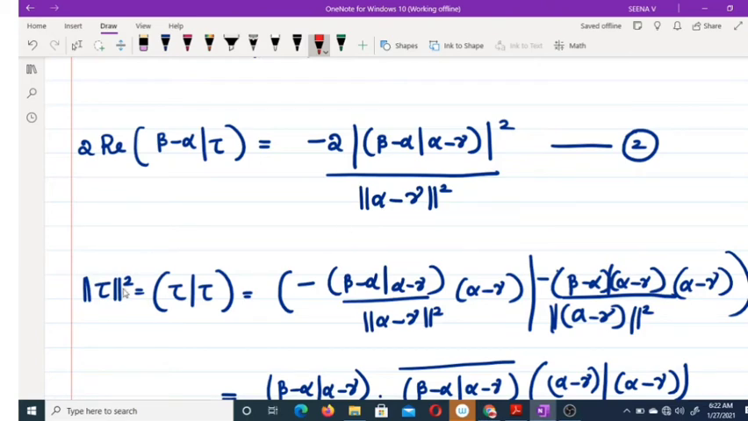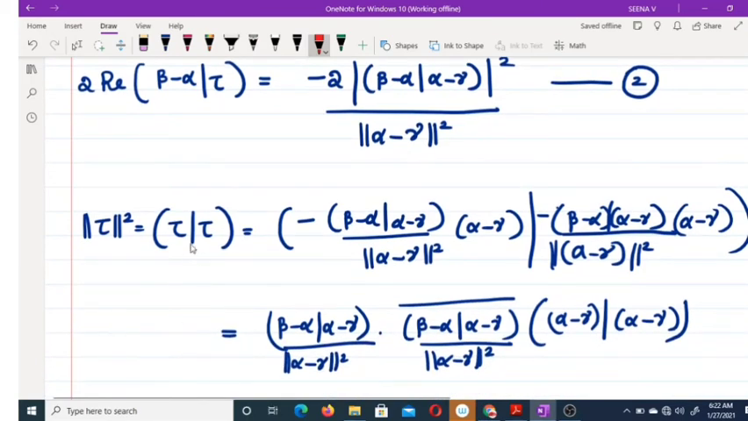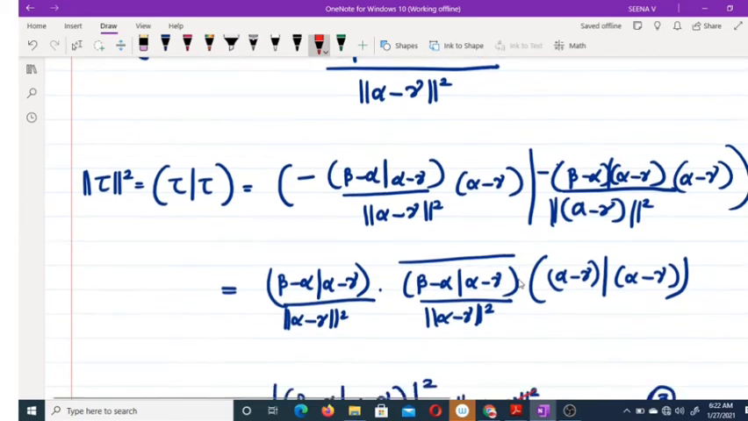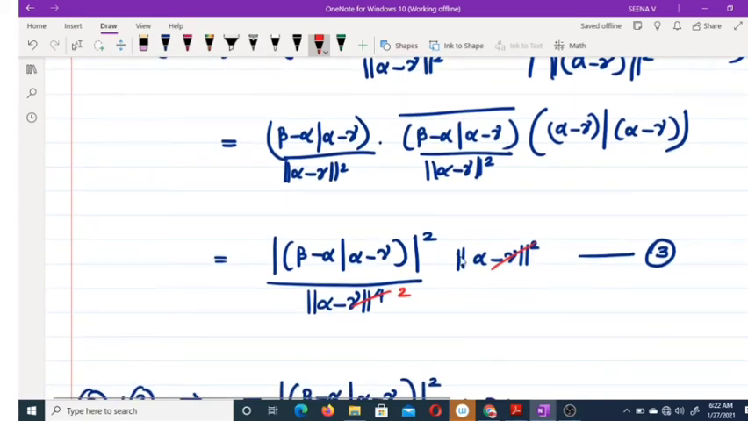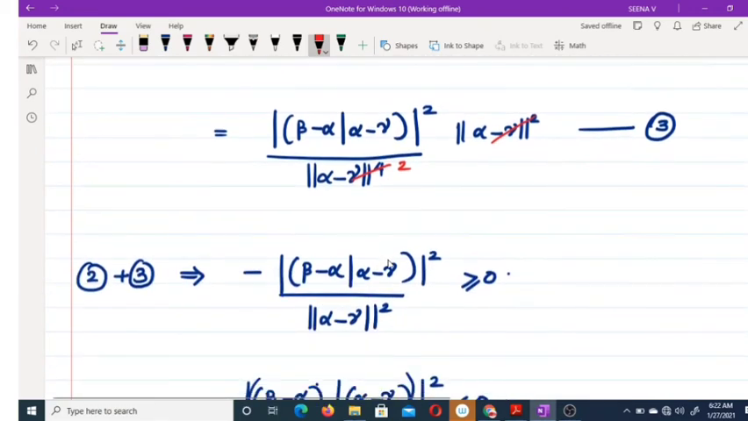Now, if you look at the next term, norm of tau square, that means the inner product of tau and tau. That is like this. And this is a constant, you can take it outside, and minus minus plus, and this is in the second part, therefore there will be a conjugate. So the inner product of alpha minus gamma and alpha minus gamma is equal to norm of alpha minus gamma whole square. They cancel each other and we get the modulus of the inner product of beta minus alpha and alpha minus gamma whole square divided by norm of alpha minus gamma whole square. This is equation 3. From adding 2 and 3 we get this one.